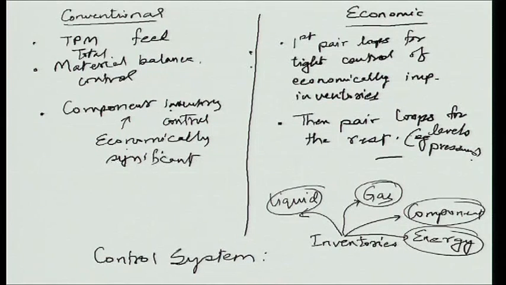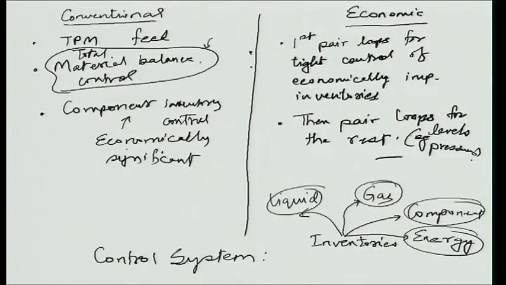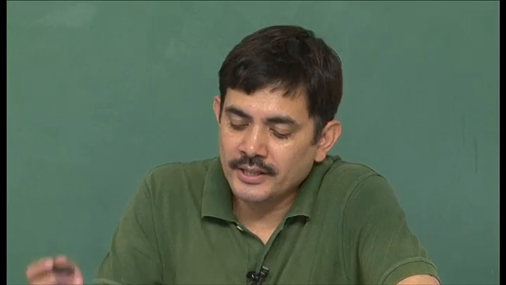In the conventional approach, you are pairing loops to avoid drifts in variables, which are the total material, the total level, for example, the gas pressure or the column pressure, which really do not affect the steady state at all and which are economically irrelevant, have no economic effect. Because you are doing this first, the valves that get left for controlling the component inventories are not dynamically the fastest, and because dynamically they are not the fastest, what you will basically end up with is less tight control of the economically more important inventories.